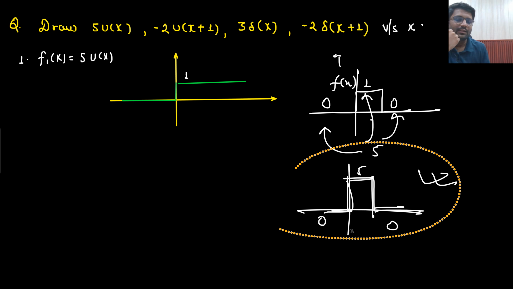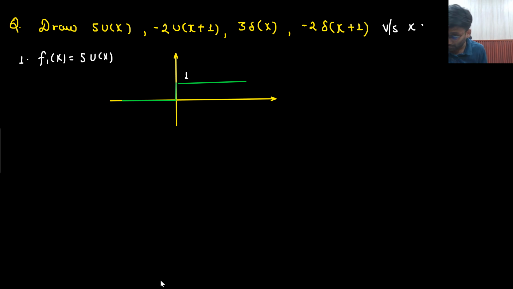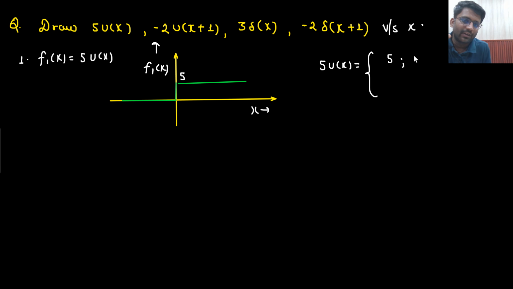Similarly, this is the graph of u(x), now u(x) is multiplied with 5. So this value will become 5. That's it. This is your graph of f1(x), or you can say 5u(x). Basically, how will 5u(x) be defined? It will throw the value 5 for x greater than 0, and it will throw the value 0 for x less than 0. If only u(x) was there, it was throwing value 1. If 5u(x) is there, it is throwing value 5. This is the meaning of 5u(x).